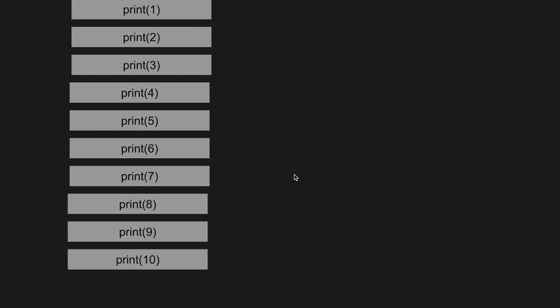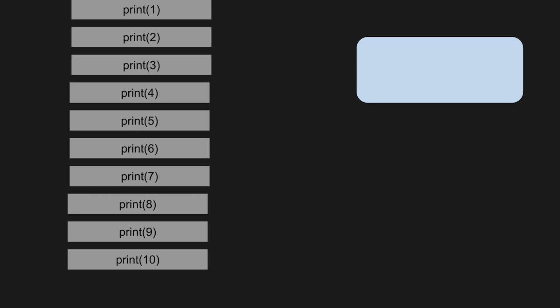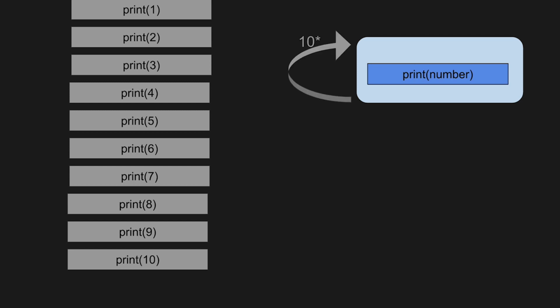Before starting a loop, we will identify which section is repeatedly executing. Here the print statement is repeatedly executing. So I will create a block, and in that block I will add a print statement, and inside the print statement I will provide a number. Once this block is ready, I will execute this block 10 times in this way. So for executing this block repeatedly, we need a loop.